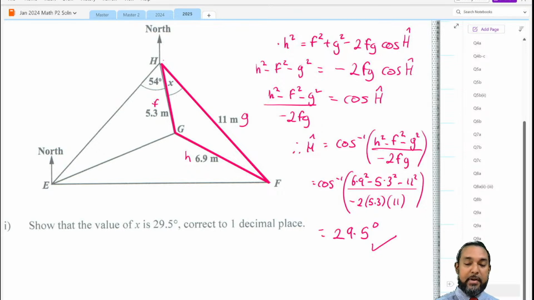Apart from that, the only other way I could think to find this is to actually do a scale drawing using centimeters as opposed to meters. Because obviously, if you had meters, then you would not be able to draw it in the exam.